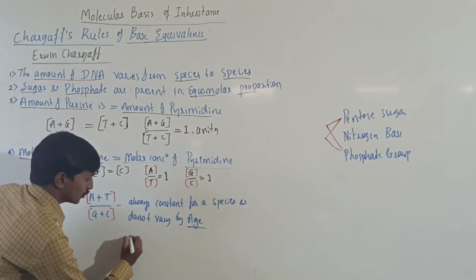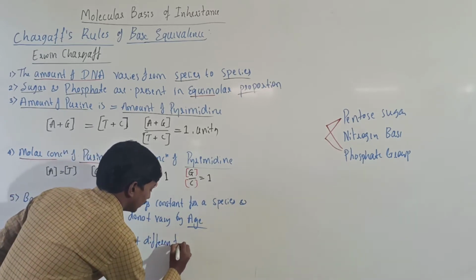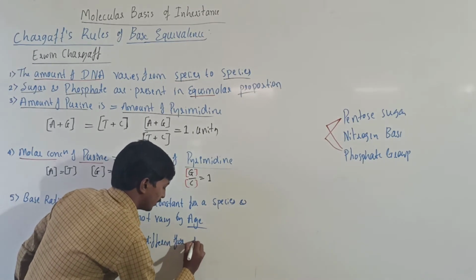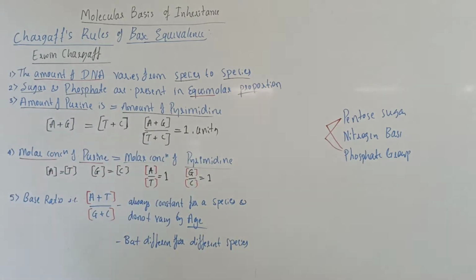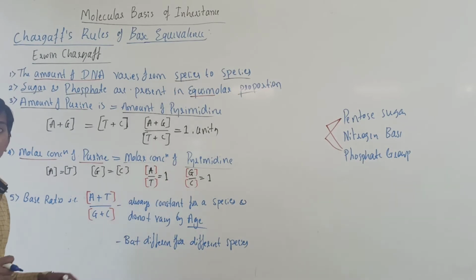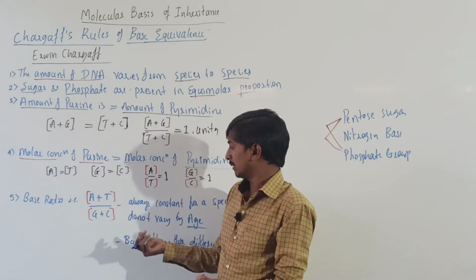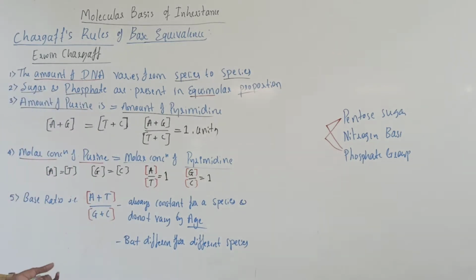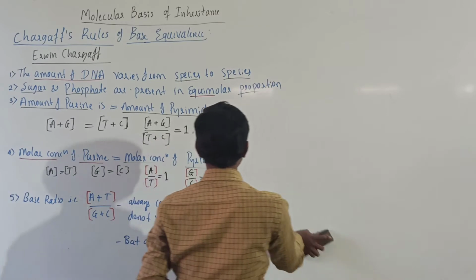It does not vary by age, but it differs for different species. This ratio is used in taxonomy, mainly modern taxonomy, for identification of the species, because every species has its own number, its own digit, of the base ratio. So that base ratio is used by a scientist or taxonomist for identifying the plant species, the genus, the family, and any taxon of the taxonomy hierarchy, so it will be helpful.